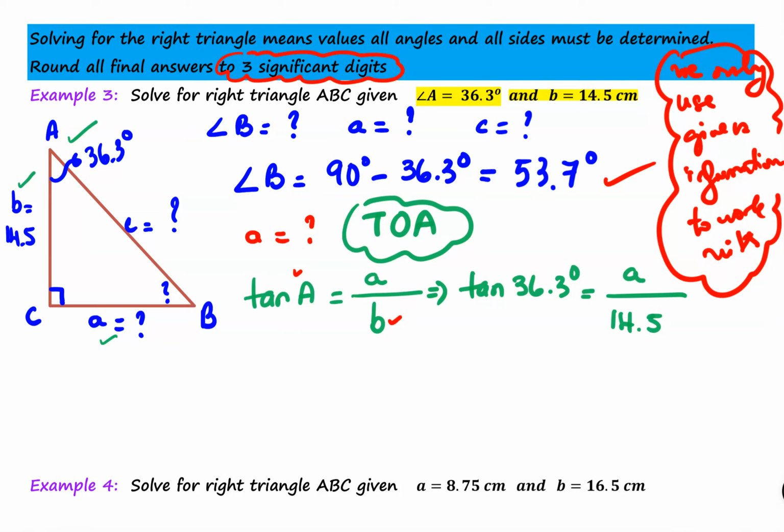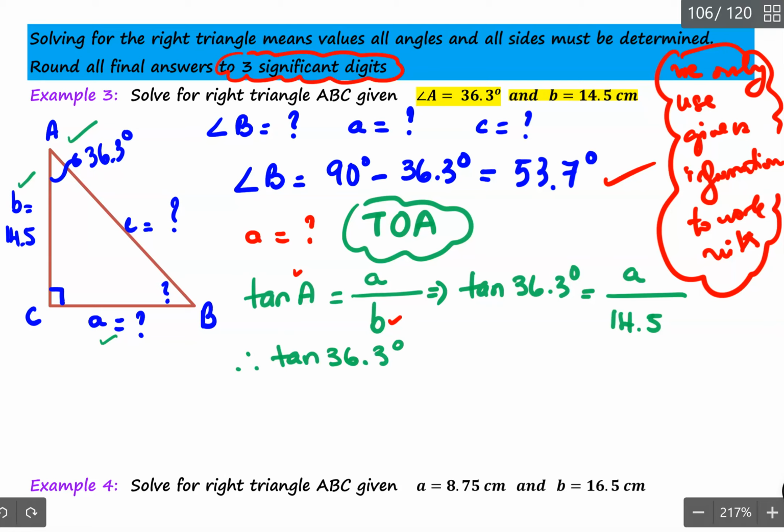Alright, so now you are creating an equation with one unknown. So now all you have to do is solve for this side a. So in solving for a, you multiply 14.5 over to the other side. Therefore, you take tangent of 36.3 degrees and multiply that with 14.5, which will give you the answer for a. The operation of dividing by 14.5 is brought over to the other side as multiplying by 14.5.